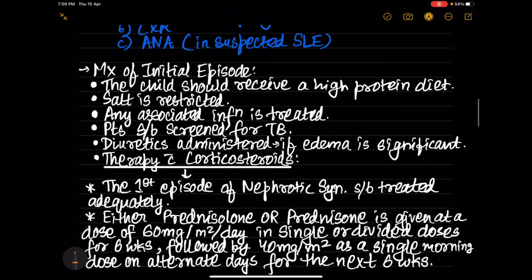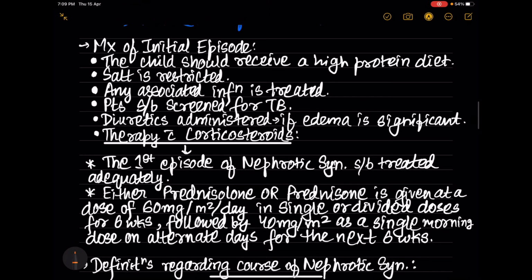Now coming to the therapy with corticosteroids, the first episode of nephrotic syndrome should be treated adequately. In corticosteroids, we have either prednisolone or prednisone, which is given at a dose of 60 mg per meter square per day in single or divided doses for 6 weeks, followed by 40 mg per meter square as a single morning dose on alternate days for the next 6 weeks. So total duration of 12 weeks.